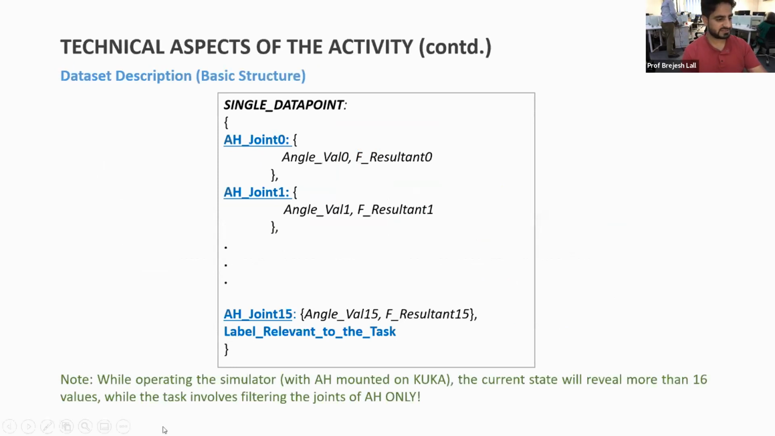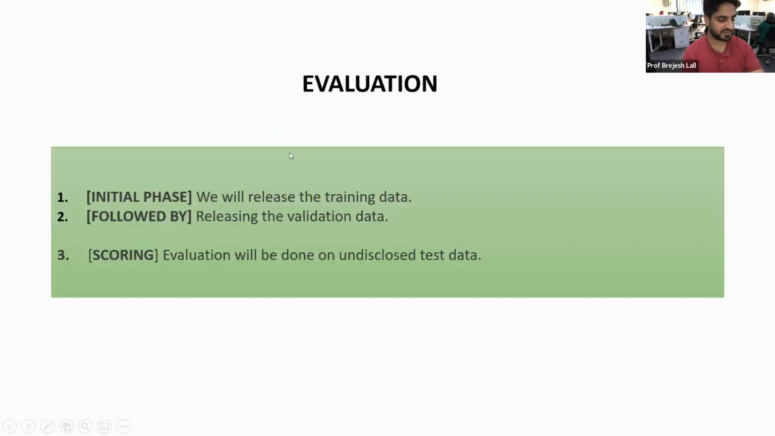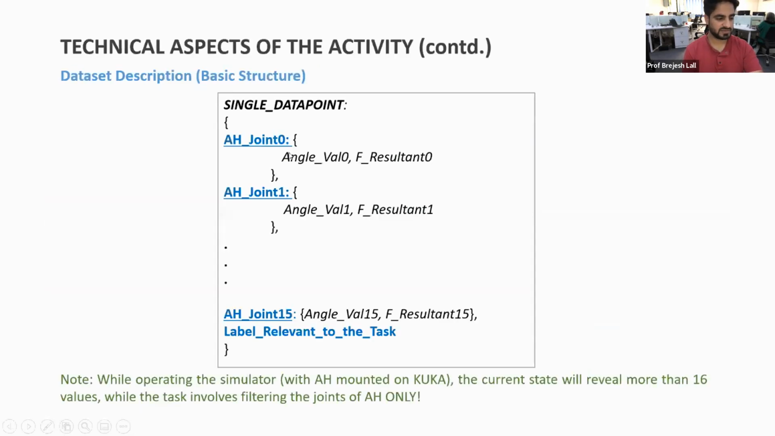Since it has 16 joints, you could see that it runs from 0 to 15, and each of the joints will have its angular value. So there will be an angular value and the resultant force that's experienced on that joint. There will be 16 such joints, and this will be followed by a label that is relevant to the task. Since there are two tasks here, the labeling part, we'll talk about in due course of time.